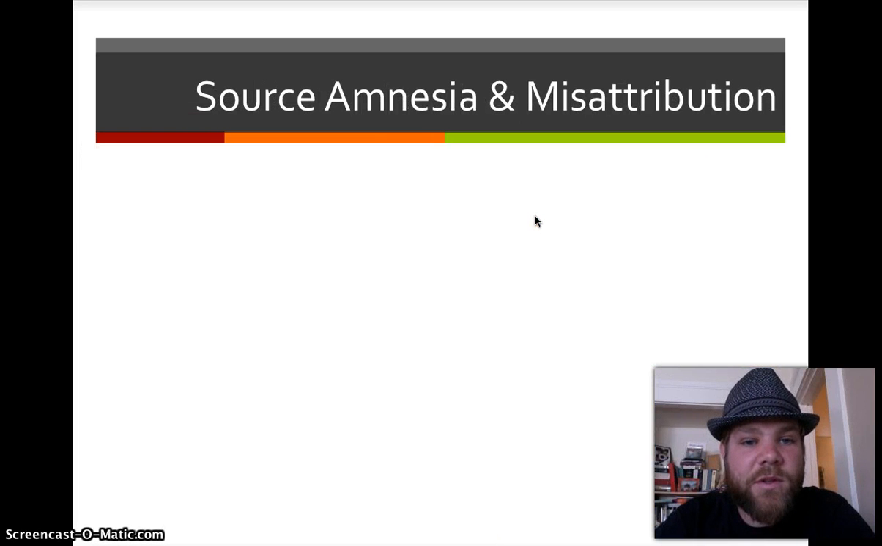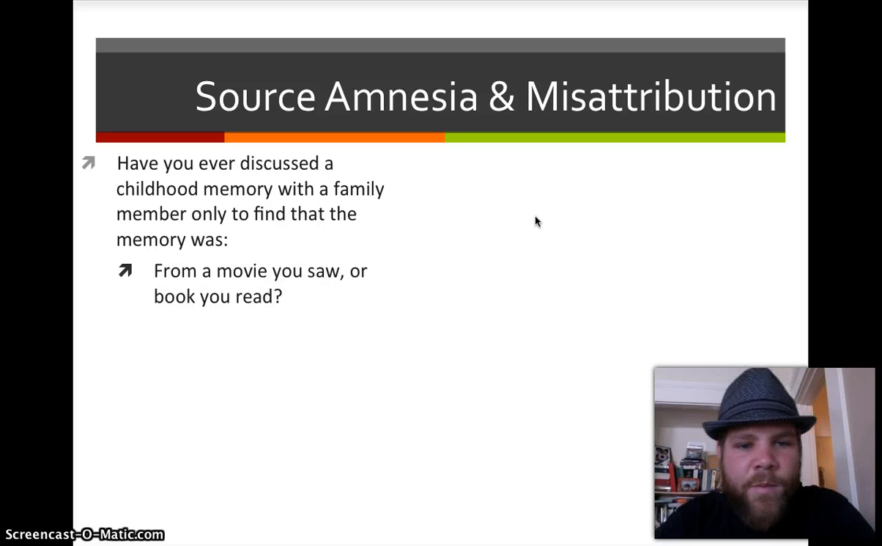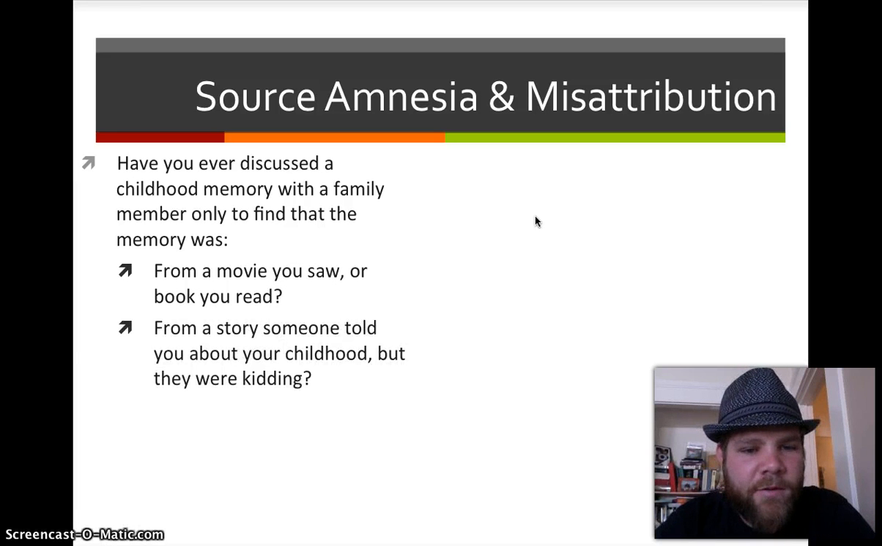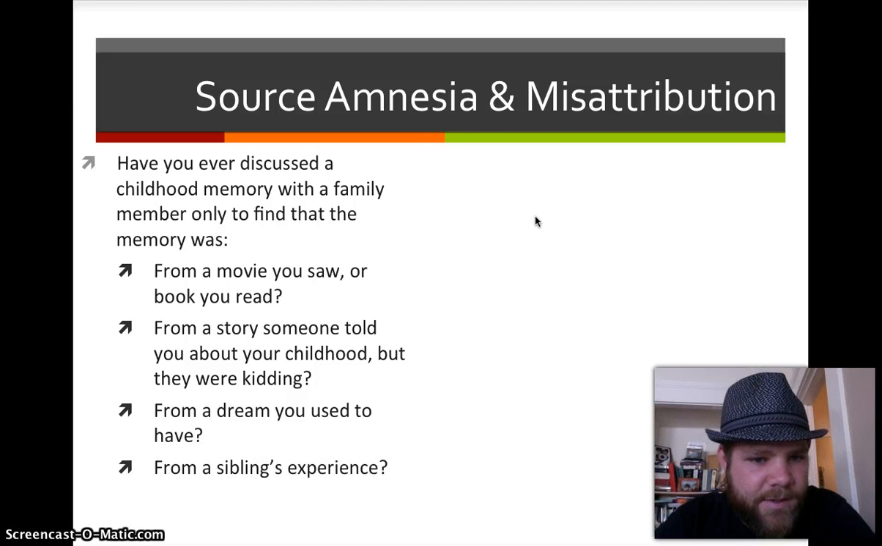We also have what's called source amnesia and misattribution. So think about this. Have you ever discussed a childhood memory with a family member only to find that the memory was either from a movie you saw or a book you read, from a story someone told you about your childhood but they were kidding, from a dream you used to have, from a sibling's experience? Have you ever had this?